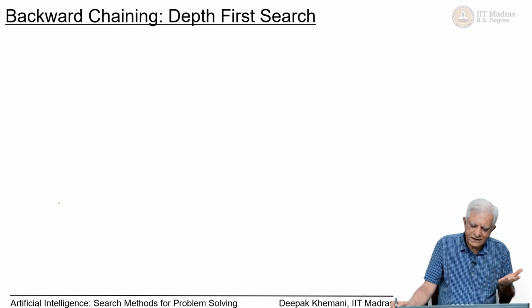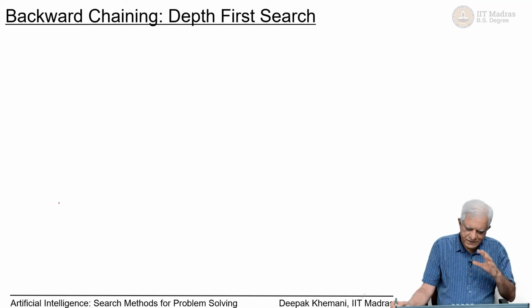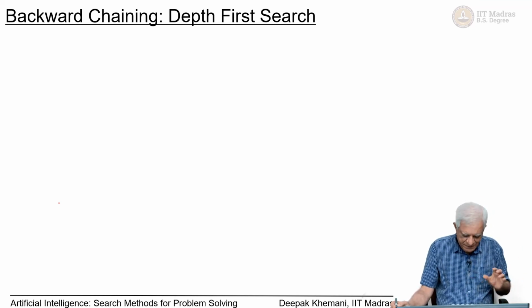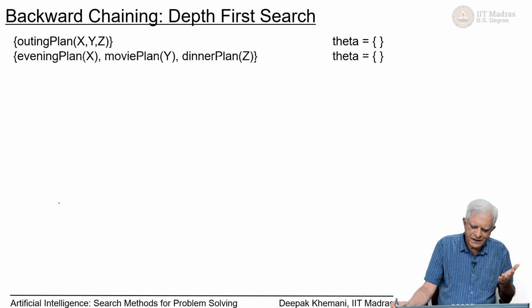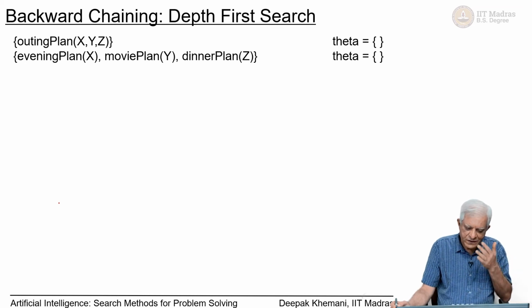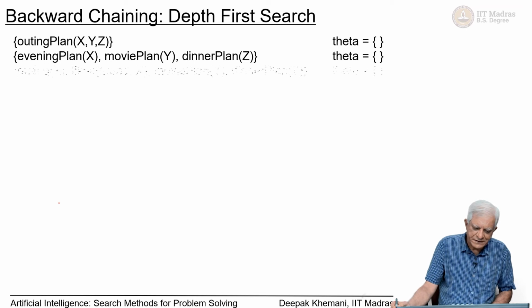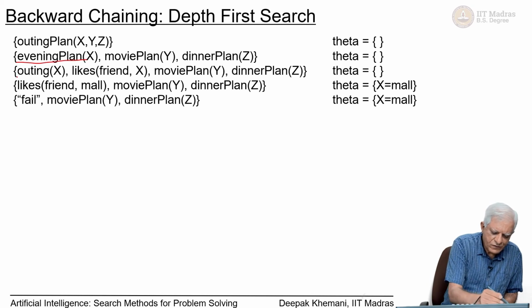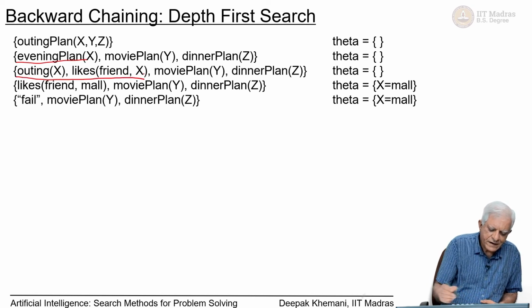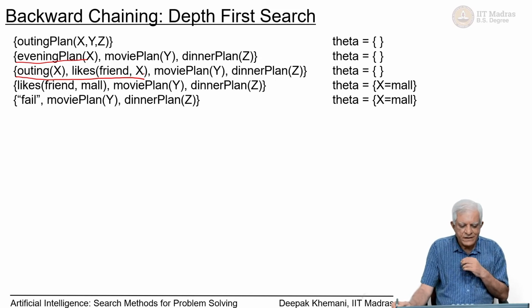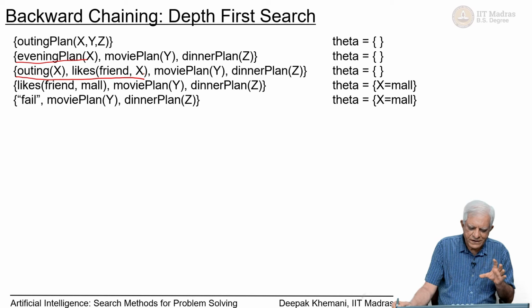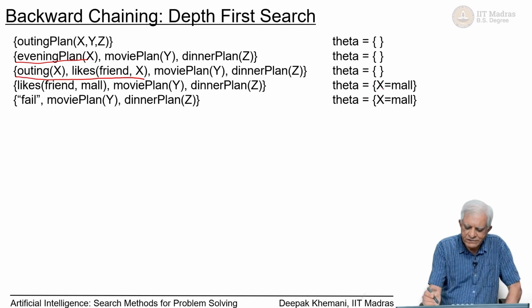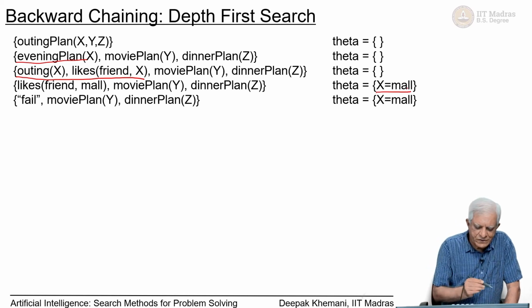So, as we said, backward chaining does depth first search here. So, it first will search the left subtree, then the middle subtree, and then the right subtree. Remember that there are 3 subtrees here. So, it starts with the outing plan and says that okay, you have an outing plan if you have an evening plan and a movie plan and a dinner plan. You have an evening plan if you have an outing called X and your friend likes X essentially. So far there are no constants here, but in the next line you say okay, let us consider mall as an outing. So, this theta basically says that is a substitution that you are using.